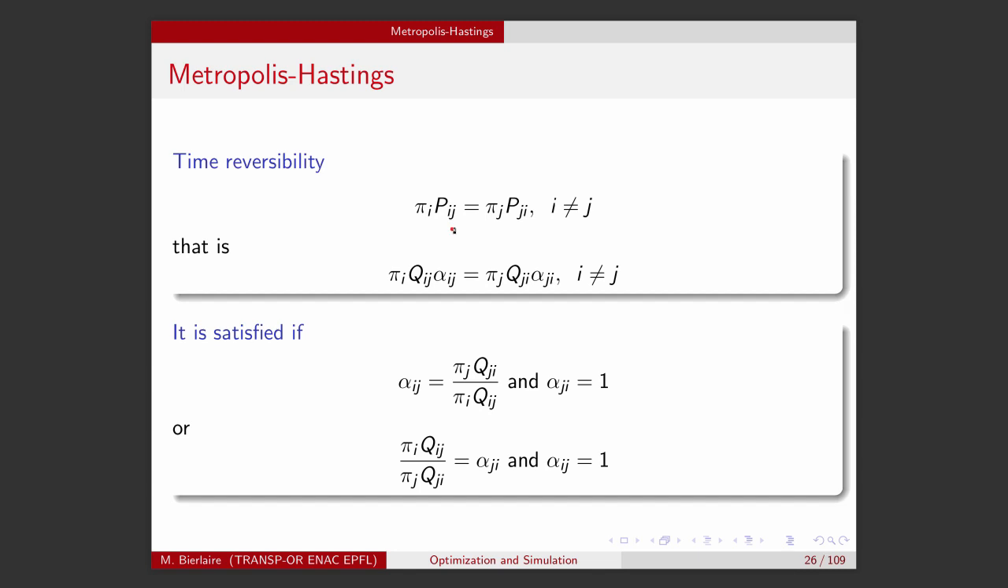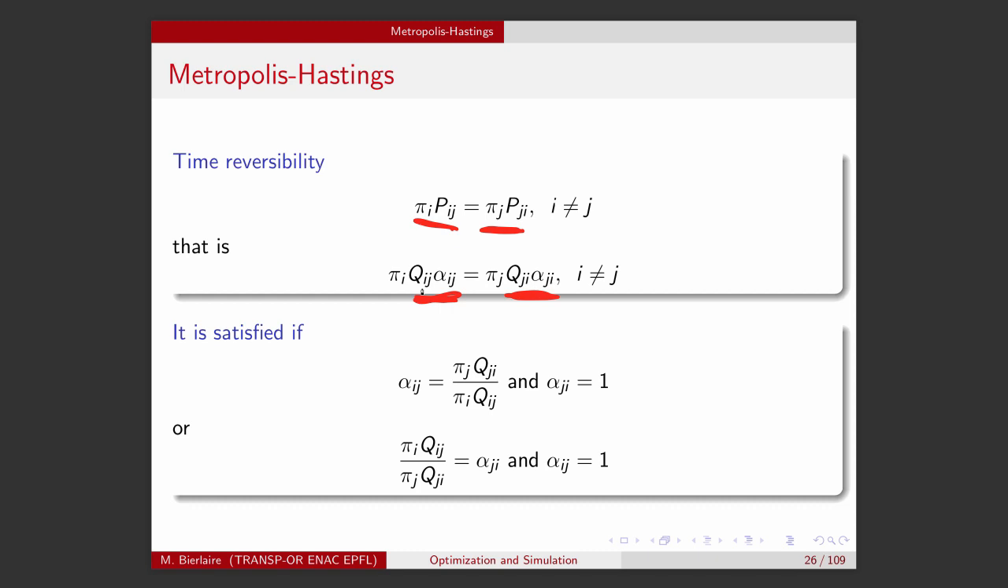So it says that pi_i times p_ij, which is the forward part of the equation, is equal to pi_j times p_ji, which is the backward part of the equation. And now we can replace p_ij by the formula that we have derived in the previous slide. p_ij is equal to q_ij times alpha_ij, and p_ji is equal to q_ji times alpha_ji. And now we will derive the value of alpha from this equation. Actually, the value of alpha will depend on which one of the products between pi and q will be the largest.